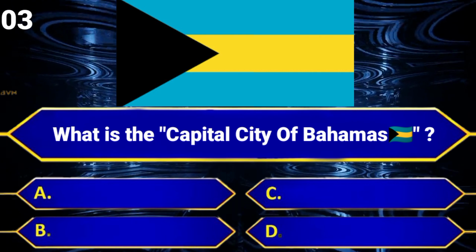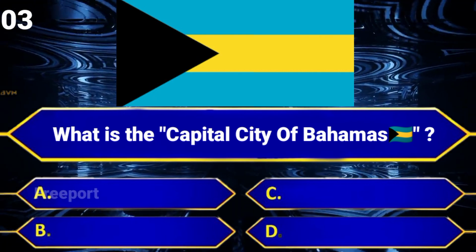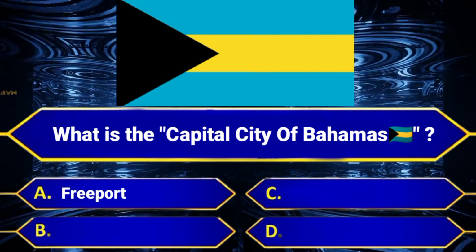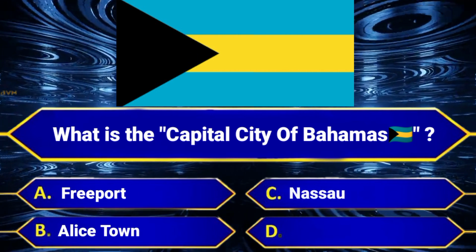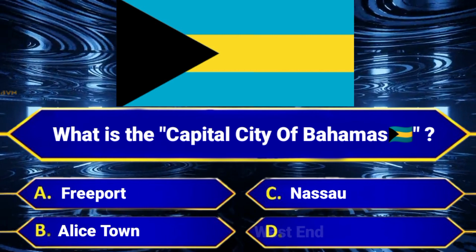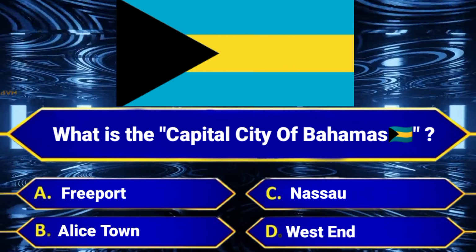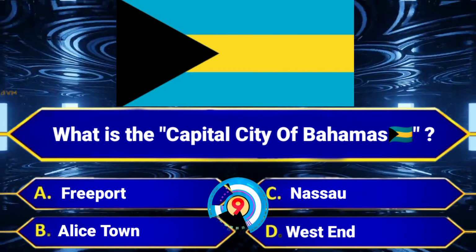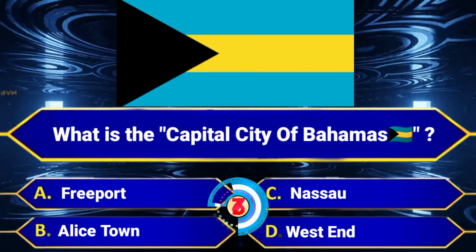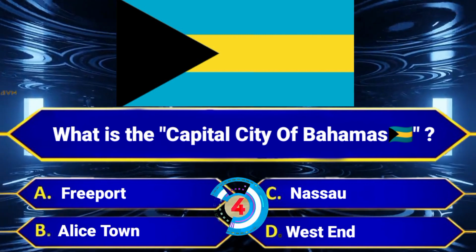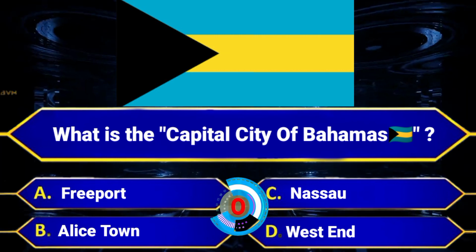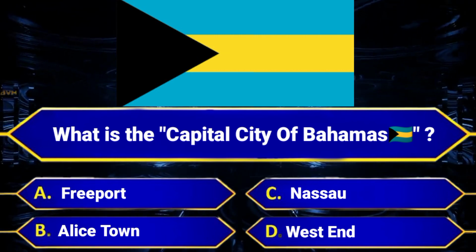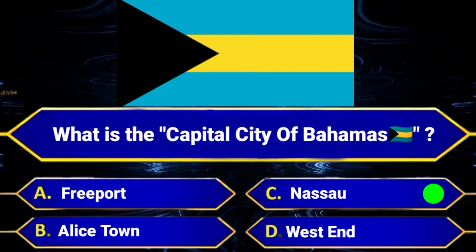What is the capital city of Bahamas? Option A, Freeport. Option B, Allistown. Option C, Nassau. Option D, West End. Answer is option C, Nassau.